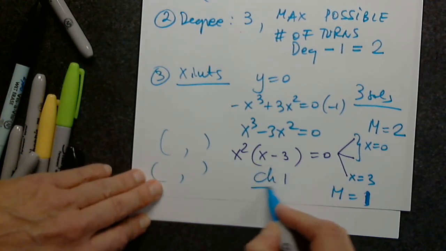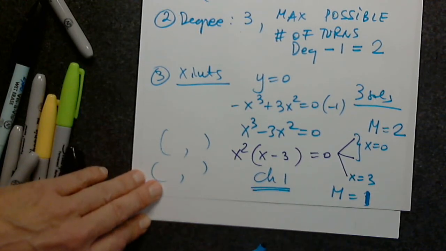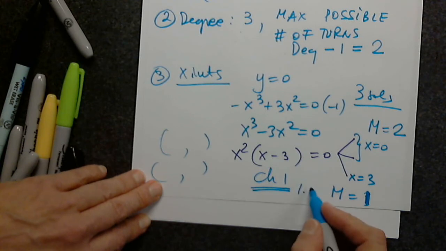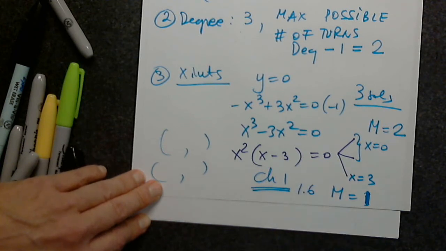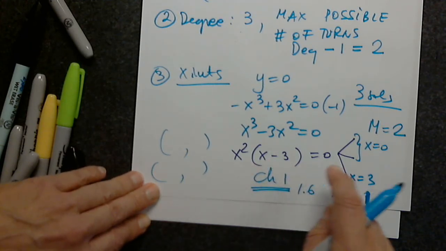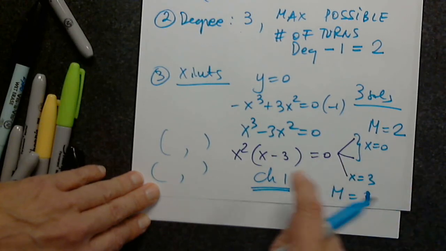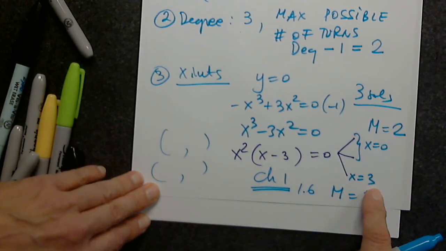Chapter 1, section 1.5 or 1.6, I don't remember. Would it be 0, 0? x minus 3 is 0. I move negative 3 to the other side, and I get x equals 3.